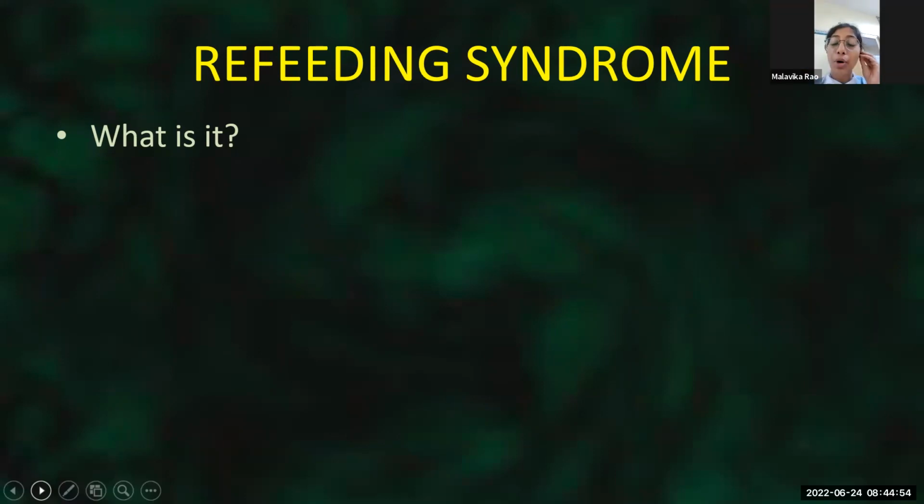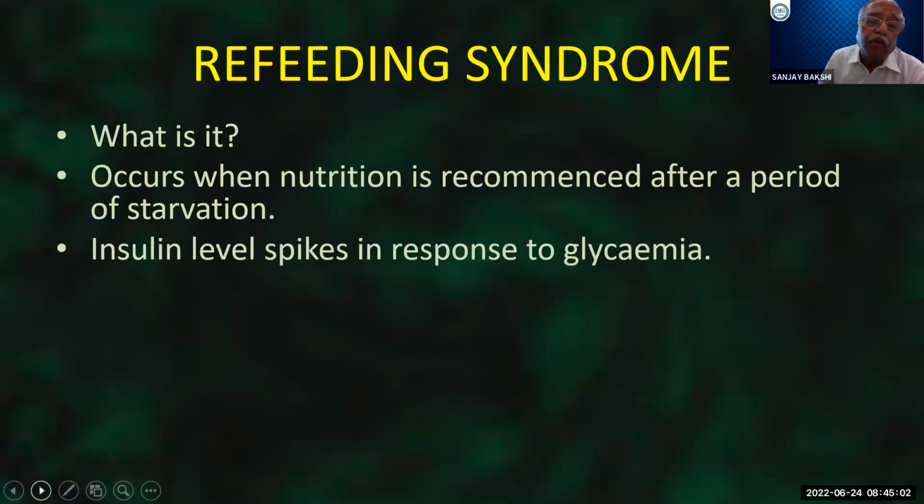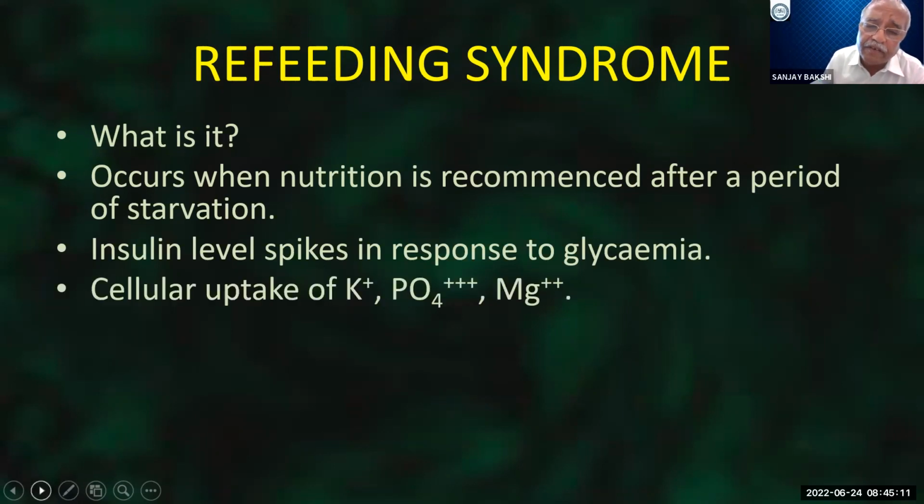Patients who have had prolonged starvation. Yes. How long? Chronic malnutrition. Yeah, a period of chronic malnutrition. But what happens? What is the pathophysiology? You have an insulin level spike in response to your glycemia. Then what happens is your cellular uptake of potassium, phosphate, and magnesium. As a result of which, what happens if you have potassium depletion, phosphate depletion? What happens?